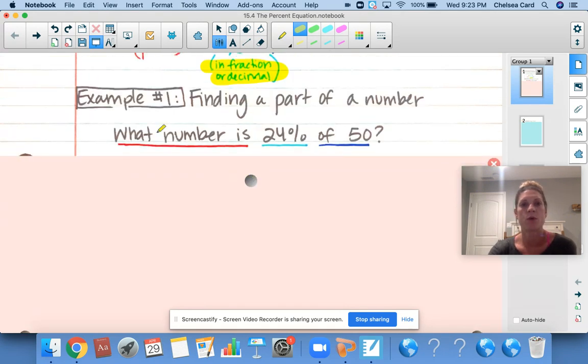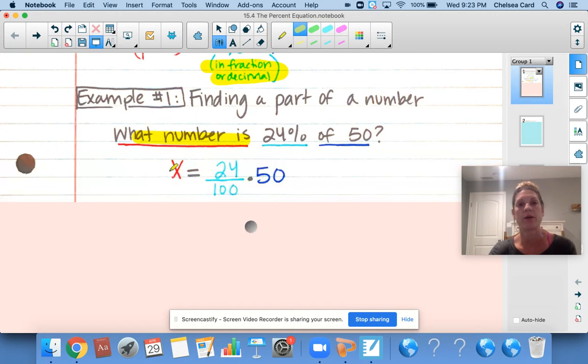So what number is, that's what we're looking for here. Okay, that's what we're trying to find. That means that's going to be our part. 24%, of course, is our percent. And then once again, of 50. So the of, if you remember from our last lesson, is the whole, right?